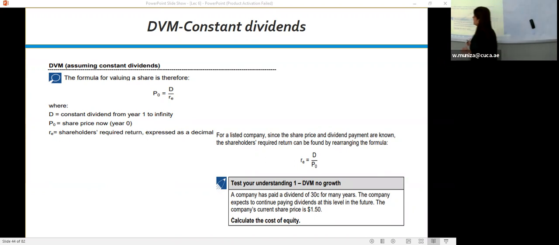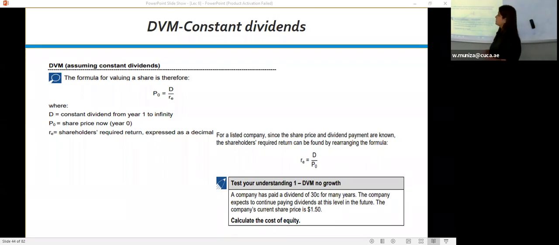In the exam, if they are asking you the price of a share, then you are going to use this formula. If they are asking you to calculate the required rate of return, then to rearrange this formula, it will become D over P0. In both cases, they can ask you. So over here, P0 stands for the price of a share, that is the market price of a share, and it is equal to D for dividend divided by RE. RE is the required rate of return.